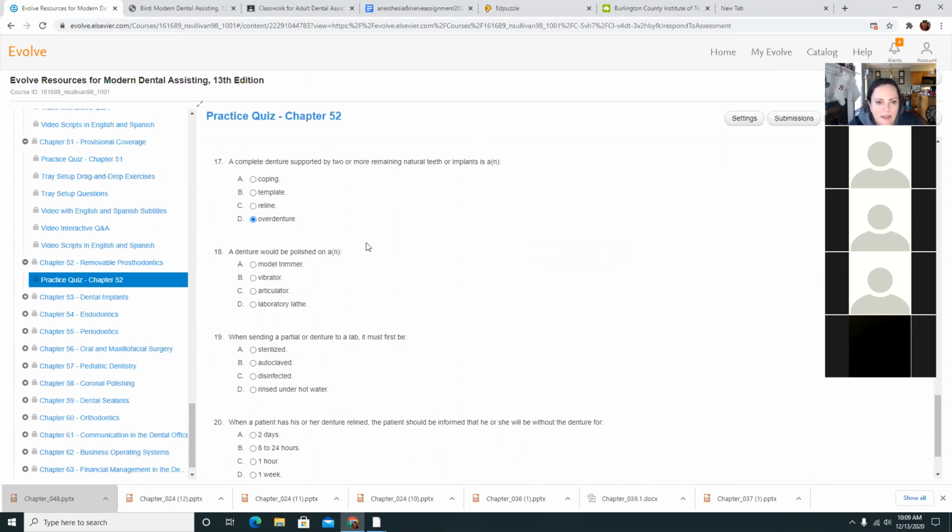Okay. A denture would be polished on a D. Everyone know what these other things are? What's a model trimmer used for? It's kind of in the name. Thank you, Zach. A model trimmer is used to trim models. It's the big thing with the giant disc that goes around and around. What's a vibrator used for? It's used for pouring the models. For pouring the models. And what's an articulator used for?